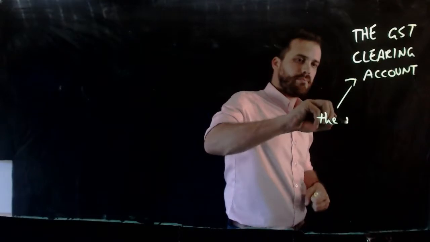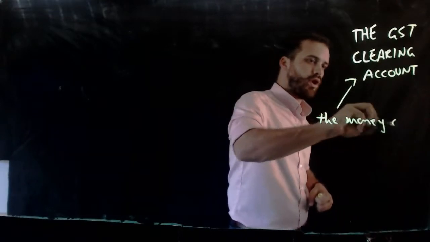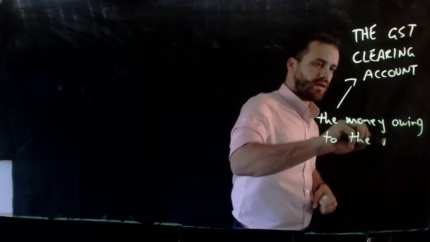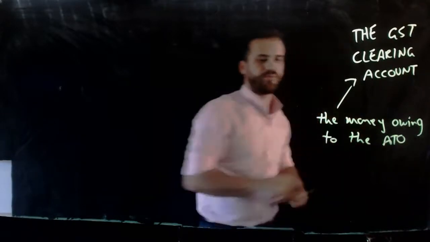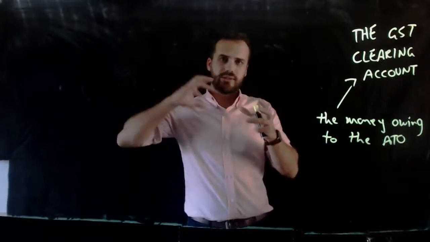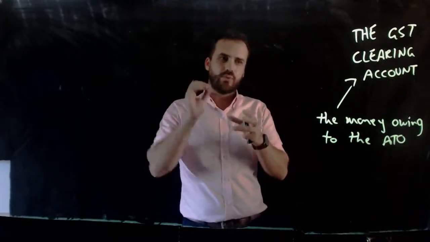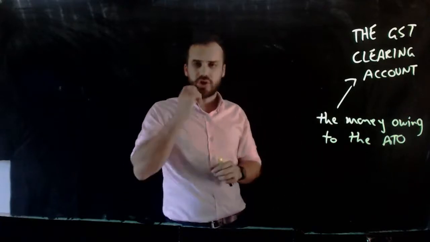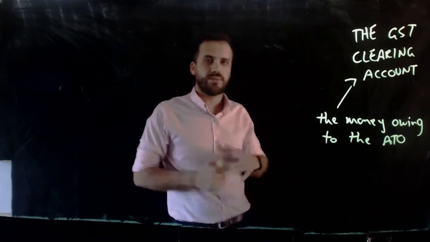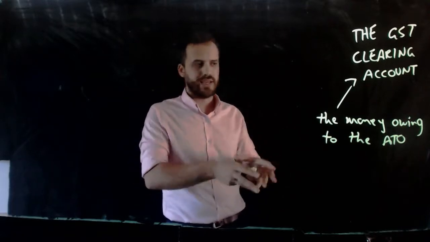Now, first of all, what is the GST clearing account? It's the money owing to the ATO. Okay, so the clearing account is the amount of money that we owe to the ATO at any given time. If you've got a trial balance and it says the clearing account has a value of $10,000, it means you owe $10,000 to the ATO.